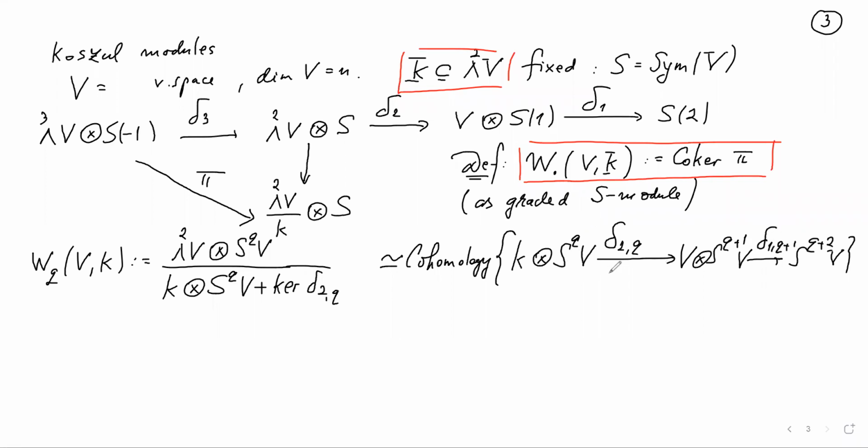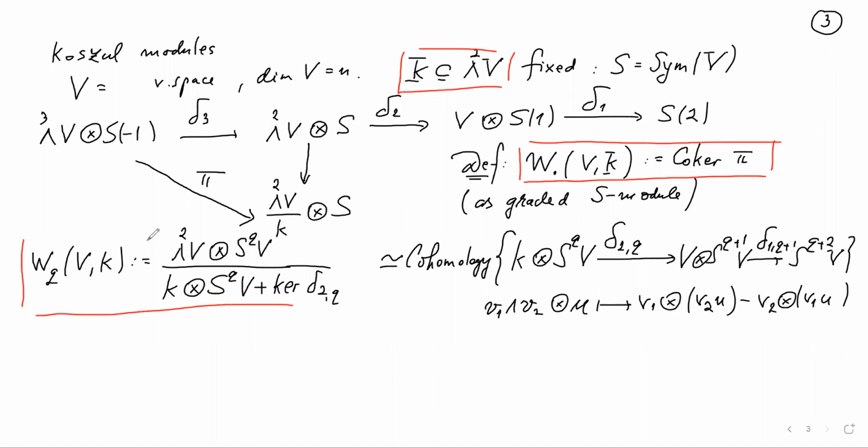So maybe I should say what the Koszul differential is. The Koszul differential here sends an element of type v1 wedge v2 tensor u, where v1 and v2 are in V, sorry, u is in S_q of V, and it sends it to v1 tensor v2u minus v2 tensor v1u. And delta 1, q+1 is just a multiplication. And of course, they form a complex and you take the cohomology of it, and that's exactly this. And this is basically just the content of the fact that the Koszul differential is in fact exact. Okay, so this is the thing.